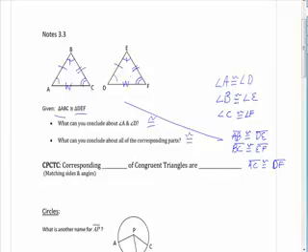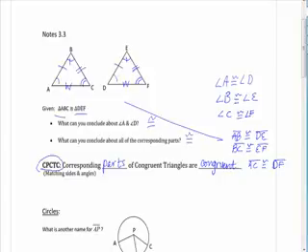And what we're learning today is that corresponding parts of congruent triangles are congruent. That's our theorem. If you know triangles are congruent, then you know all their corresponding parts are congruent, all their matching sides and angles. We can abbreviate this with the letters CPCTC. When you're using corresponding parts of congruent triangles are congruent in a proof, you are allowed to say CPCTC.